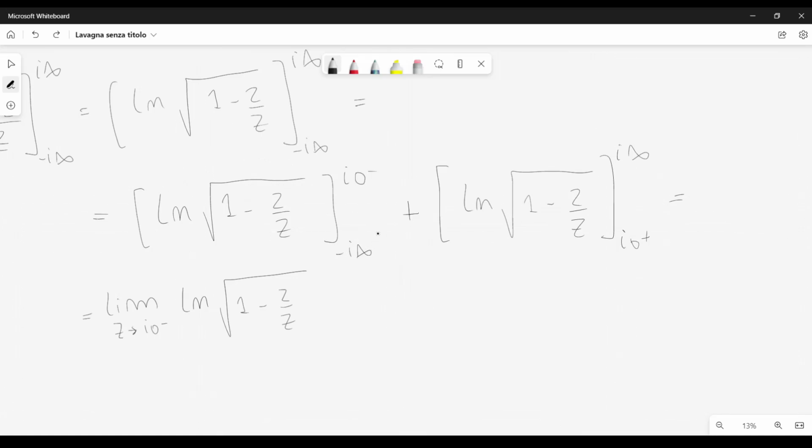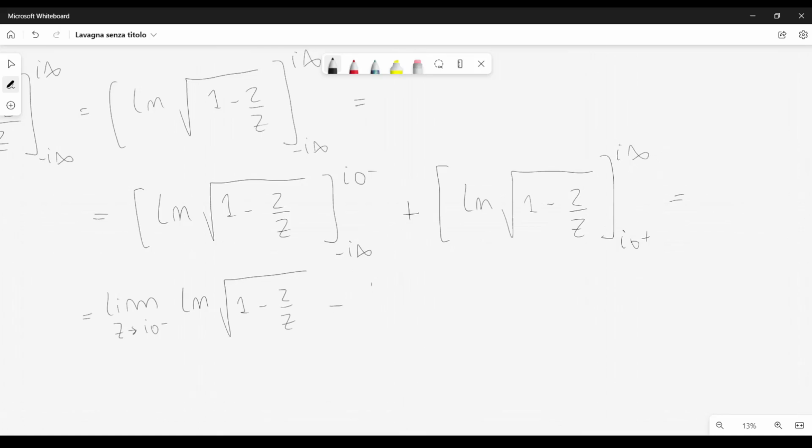But in this case it is quite easy because when I replace z with minus I infinity, this term here will go to 0. It will be a complex number with a 0 magnitude and it will be negligible with respect to this. So I will have the logarithm of square root of 1, but the logarithm of square root of 1 is just 0 because it is logarithm of 1. And similarly for this one, in this case I have to consider only this limit of integration, the lower limit, because the upper limit will give 0 contribution.